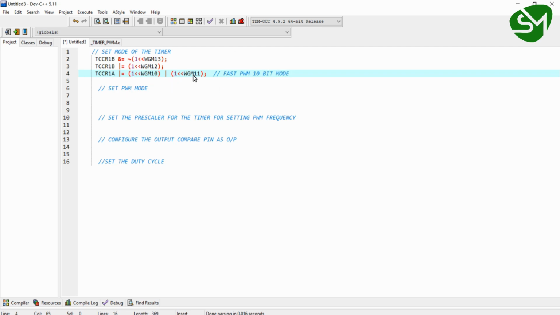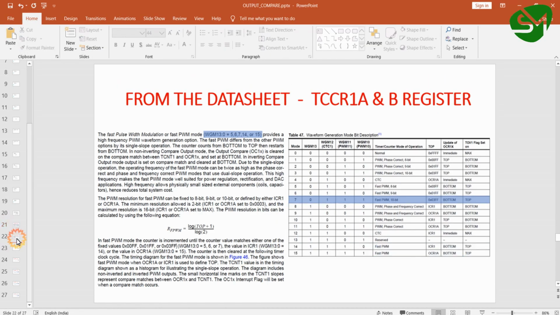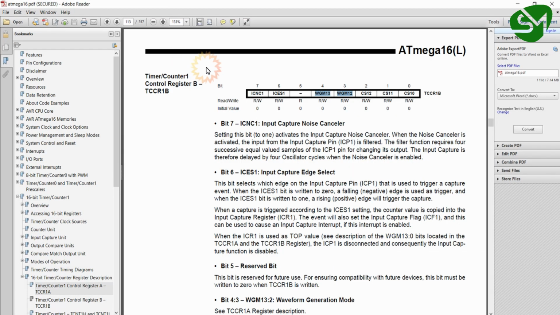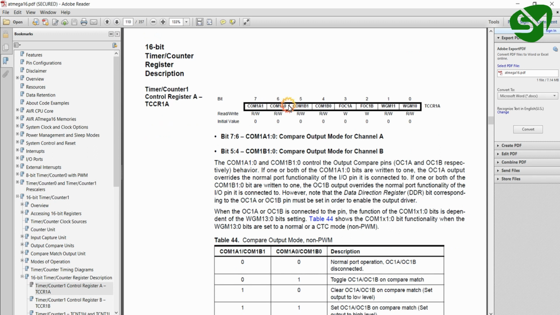And the next step is we just want to set the PWM mode. So in our timer 1, we have two different PWM modes. They are inverting PWM mode and non-inverting PWM mode. That can be set using the COM1A1 and COM1A0 bits of TCCR1A register. You can see these two are the bits that is used for setting the PWM mode.